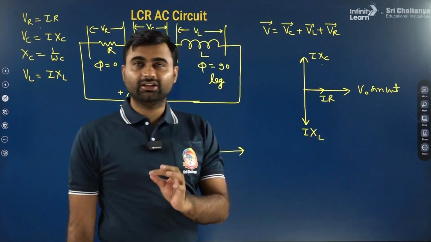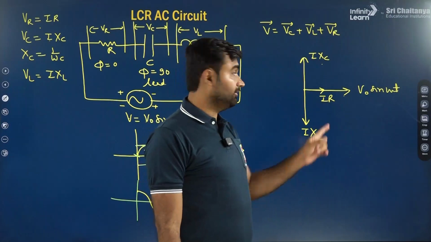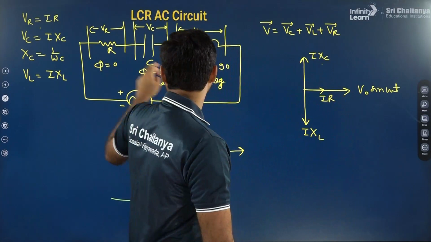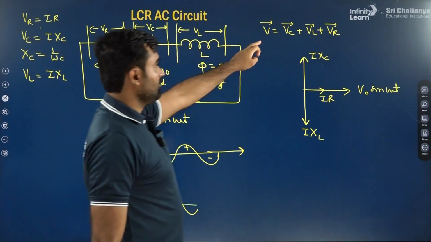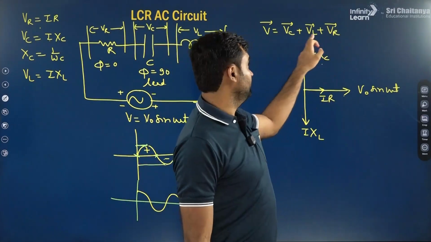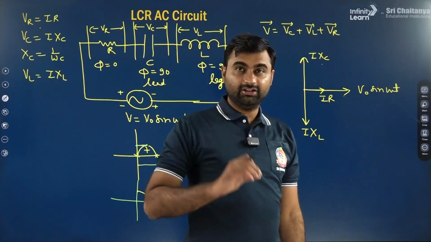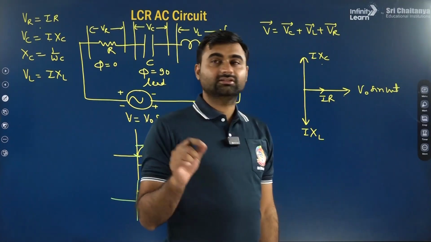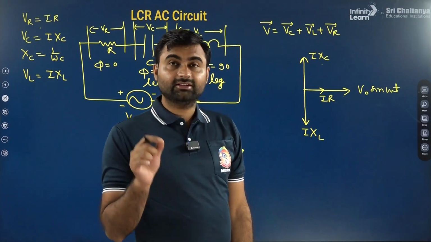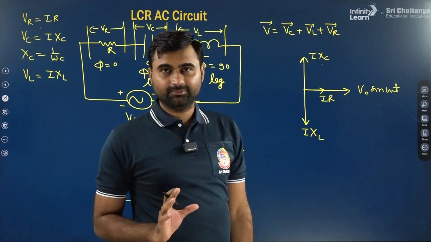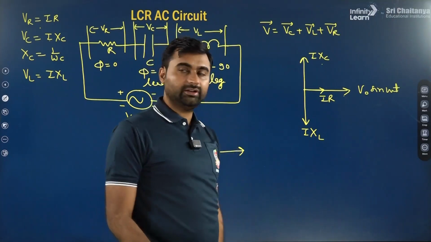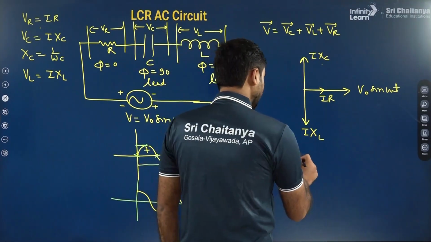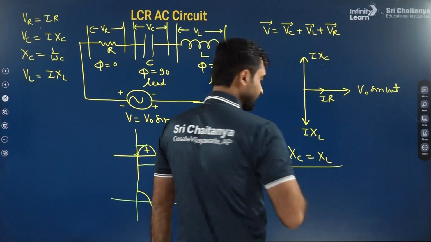This case is very, very important. Okay, when both are equal, then both will cancel out. So the applied voltage becomes equal to VR because both cancel out. Both are equal, direction opposite, so both will cancel out. That condition is known as the condition of resonance in a series LCR AC circuit. Is it clear? Okay.